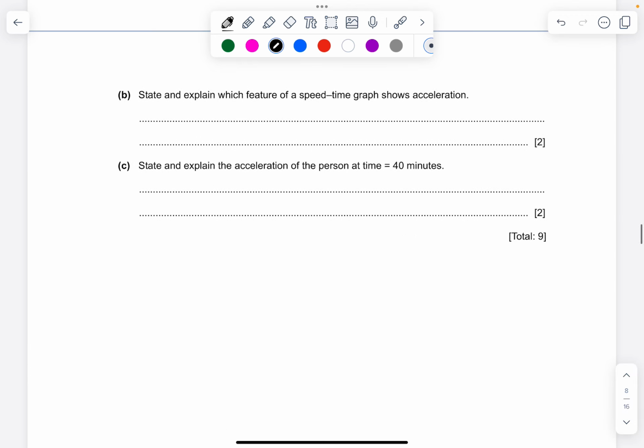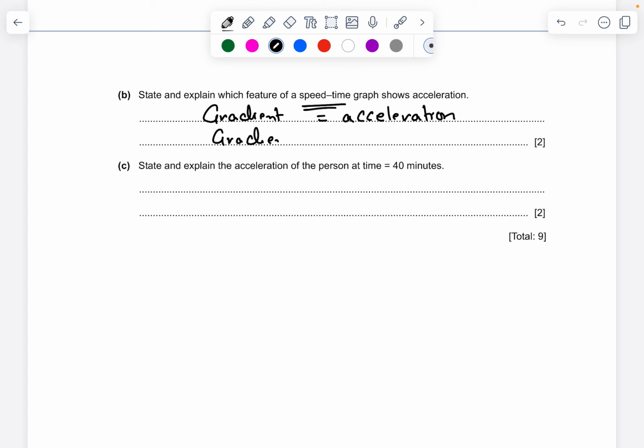Next, state and explain which feature of the speed-time graph shows the acceleration. Basically, in a speed-time graph, the gradient shows the acceleration, because the gradient gives you change in speed divided by change in time.